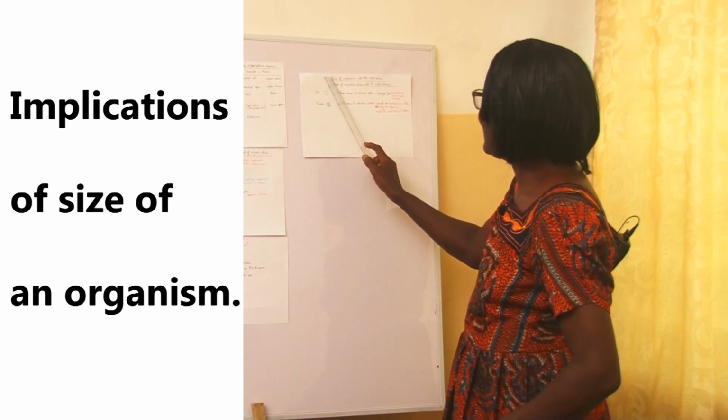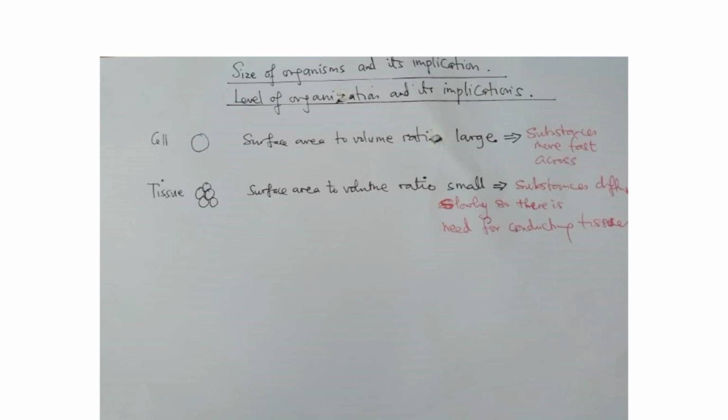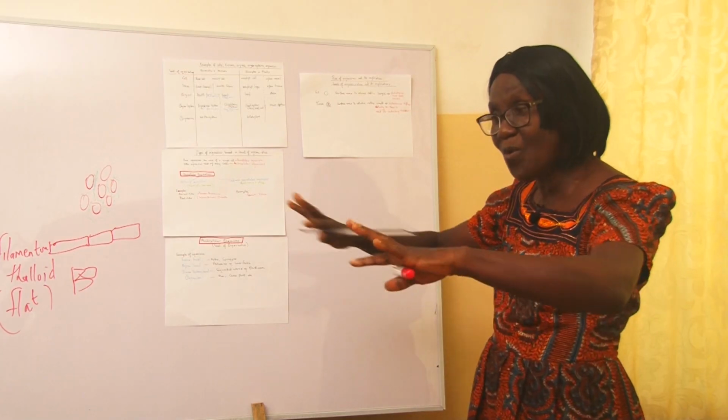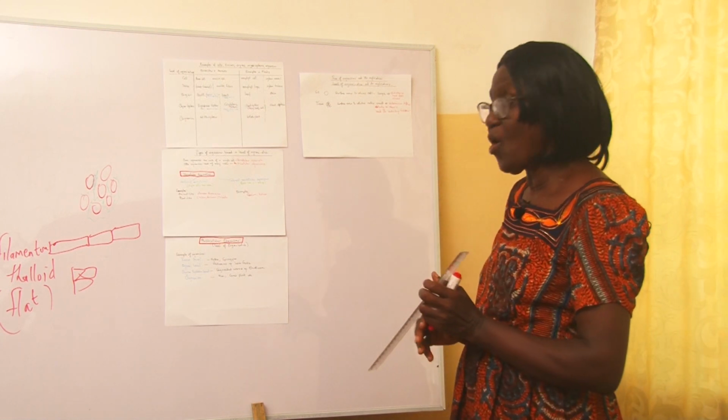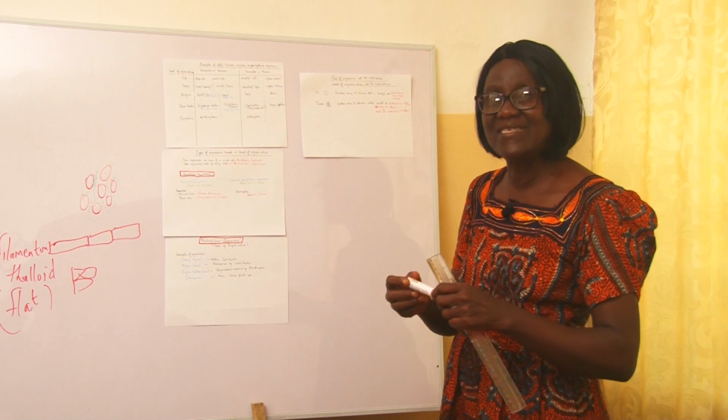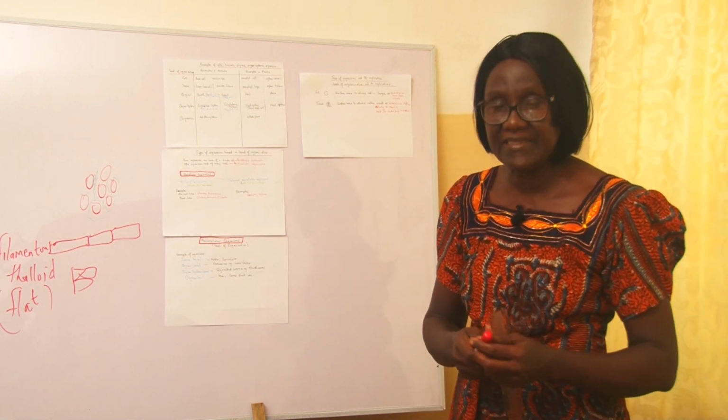What are the implications of the size of organisms? So, size of organisms and its implication. Size also means level of organization. Once you are very big, your level cannot be just cell. All right? So level of organization and its implications. You are big, you have so many cells organized into tissues, organs, organ systems. Is there any implication? Yes.